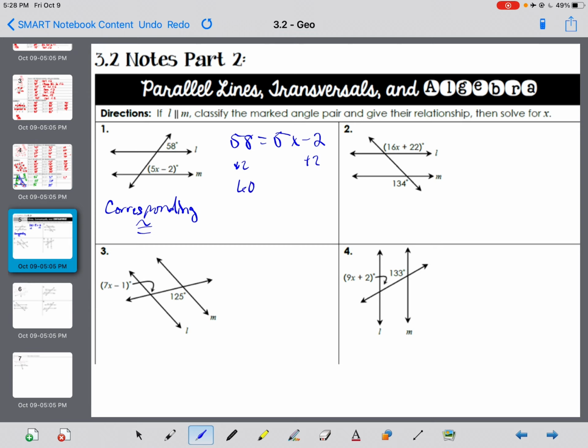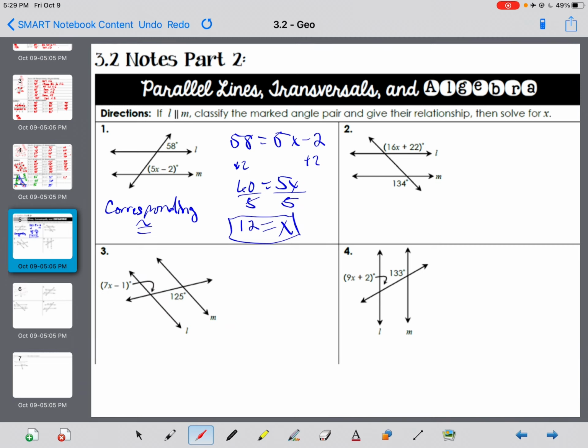So let's add 2 to both sides. 60 equals 5x. Get rid of the 5. Okay, so x equals, let's see, 5 goes into 6 once with 1 left over. So that'd be 12.